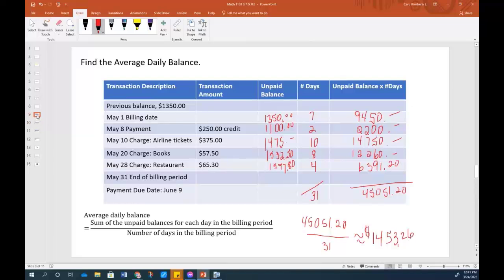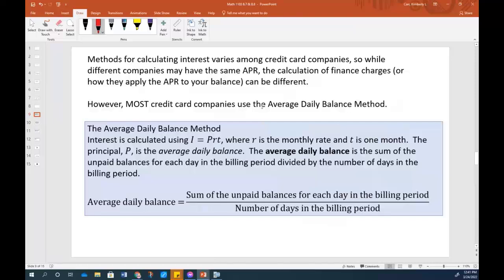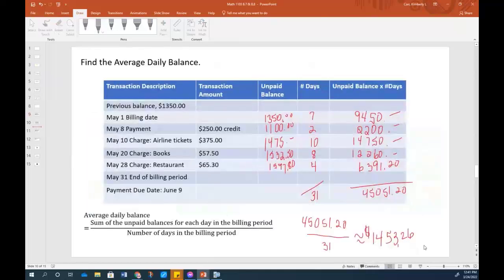Why do we need that average daily balance? Most credit card companies will actually calculate your interest based on your average daily balance. So they're going to apply an interest fee based upon that amount. Depending on what your credit card company's interest rate is, it's this amount that they're going to multiply times that interest rate to figure out what your interest charge is going to be.